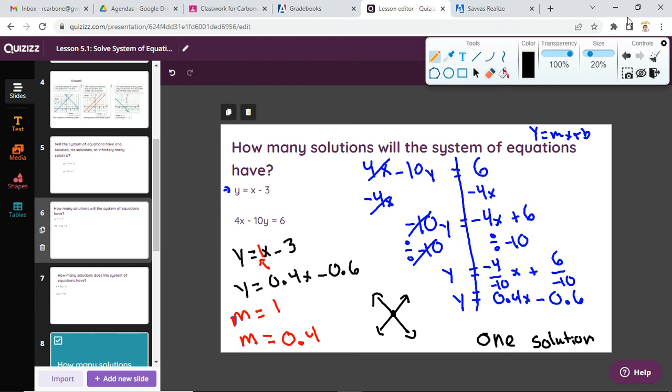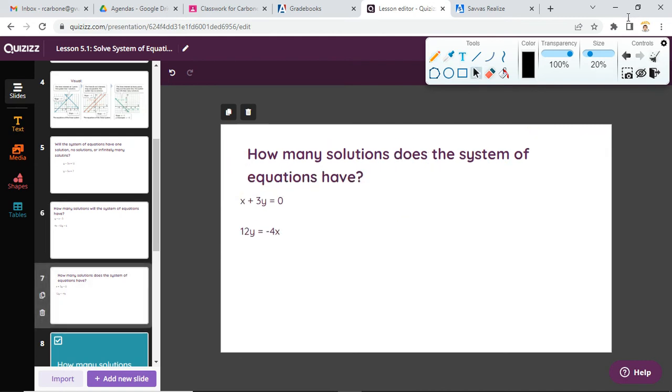Alrighty, last slide for us here, last example. Okay, before we get started on this, I want you guys to take a moment here to think about these two steps with me, okay? So step one when solving these problems is I put my equations into slope-intercept form.